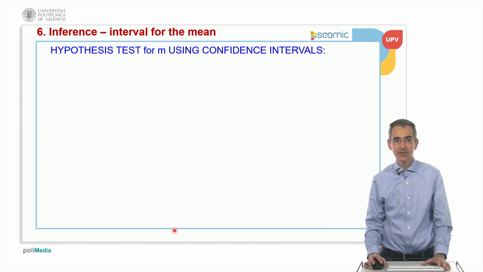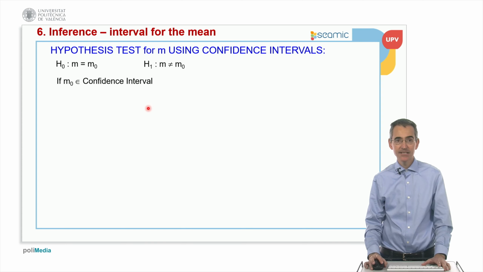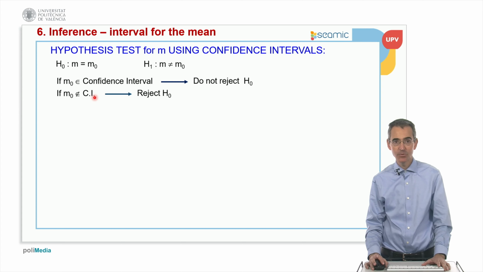Okay, so hypothesis tests for m using confidence intervals. So based on the confidence interval of m, I can also solve this hypothesis test. Okay, it's just quite simple. Just if the value of the null hypothesis is inside the confidence interval, okay, we will say that we cannot reject. And if the value is not inside, we will say that we reject. And then we will accept the alternative hypothesis. So it's just as simple as that.